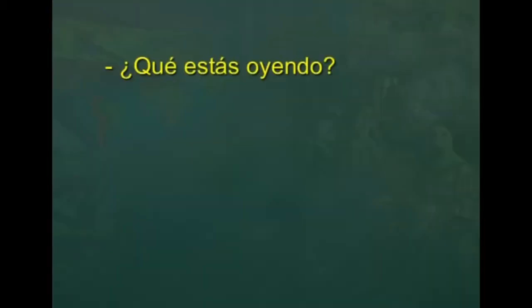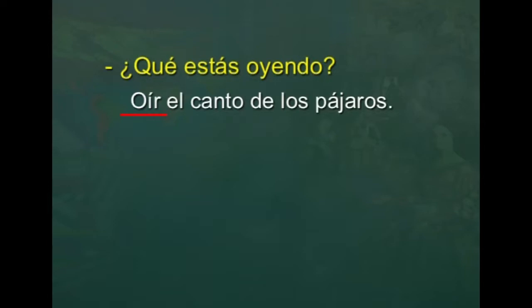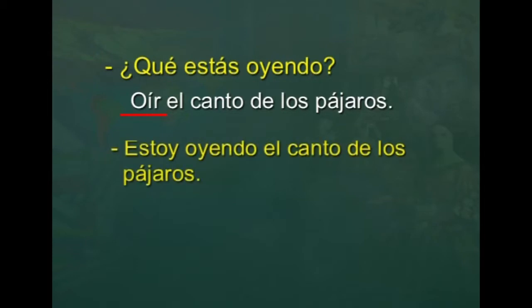Now, you can answer another question. ¿Qué estás oyendo? Make a sentence with oír el canto de los pájaros. ¿Sabes qué significa oír? It means to hear. Listen carefully to the question and respond. How will you say? You reply, Estoy oyendo el canto de los pájaros. Está muy bien. Very good.